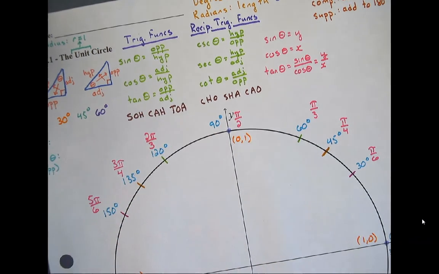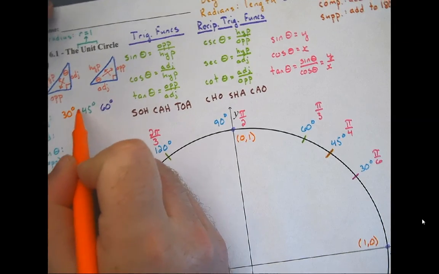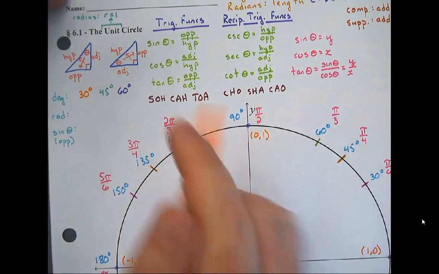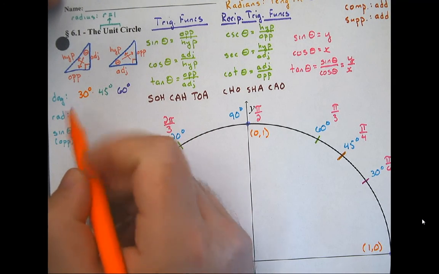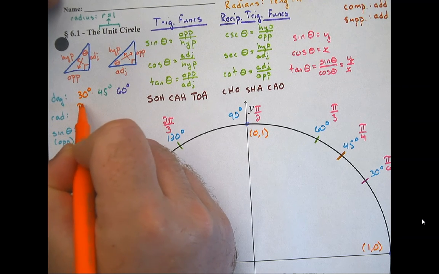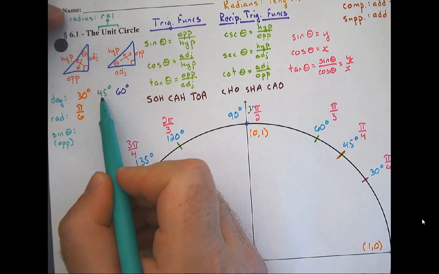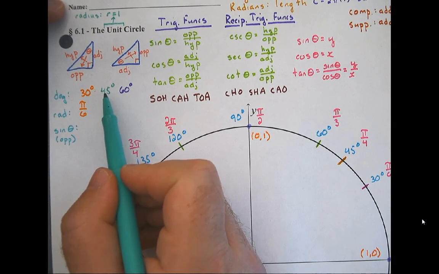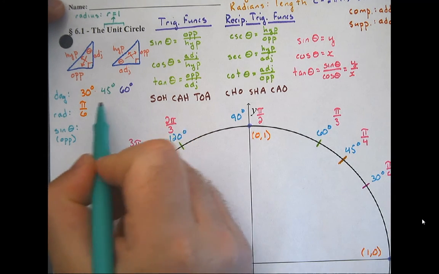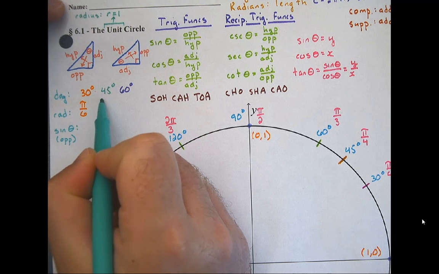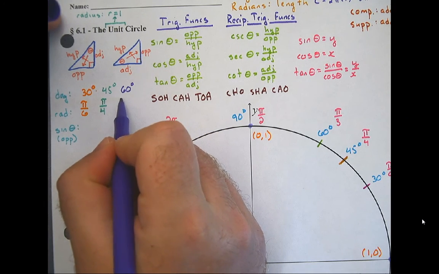Now, what are the radian measures associated with each one of those? 30. How many 30s does it take? You could go look over here, but try to think it through. How many 30s does it take to make up 180? You would need 6 30s to make up 180. So this is the same as 180 divided by 6, pi over 6. How many 45s would you need to make 180? 45 and 45 make 90. 90 and 45 make 135, plus another 90 makes 180. So this is the same as pi over 4. I need 4 of those to make 180. How many 60s do you need to make 180? Pi over 3.